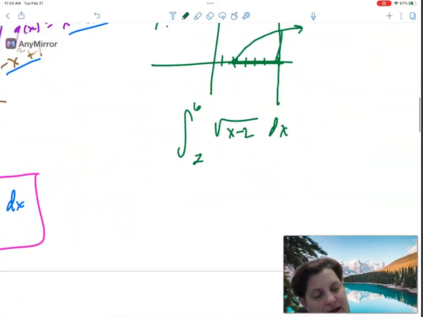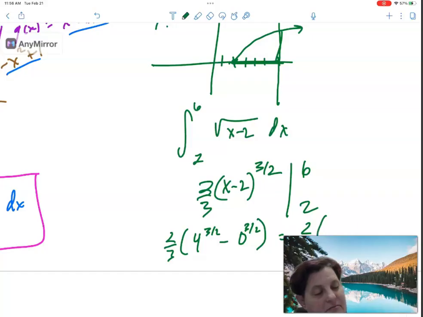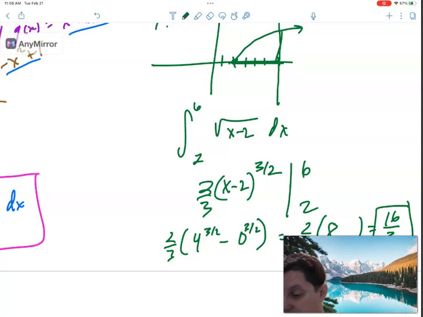So this is like u to the 1/2. When I integrate it, it's going to be u to the 3/2, times 2/3. And 6 minus 2 is 4 to the 3/2, and 2 minus 2 is 0 to the 3/2. So 4 to the 3/2 is the square root of 4, which is 2, to the 3rd, which is 8. So that gives me 16/3 minus 0/3. So that one just gives me 16/3. All right, perfect.